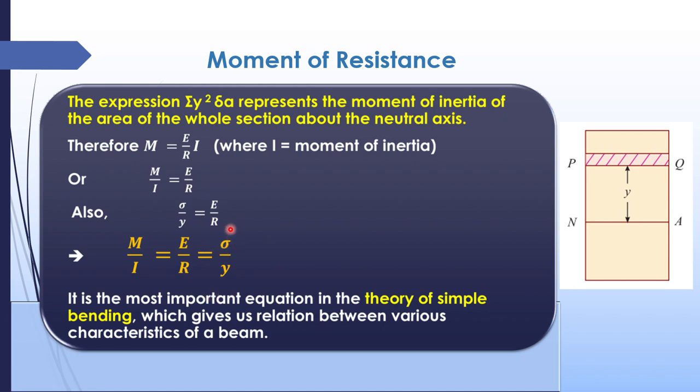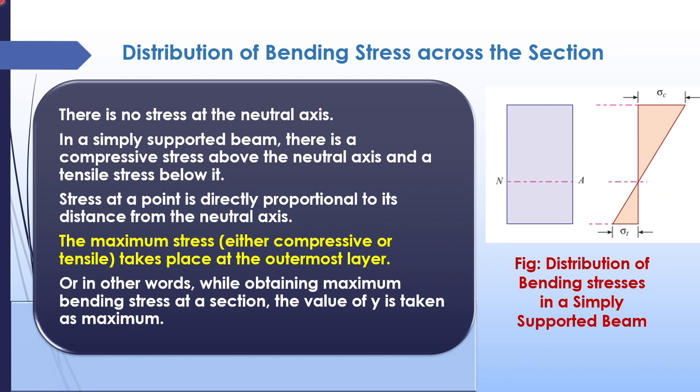In the earlier case, we derived sigma by y is equal to E by R. In this case, while finding the moment of resistance, we have derived M by I is equal to E by R. From that, we will get a three-termed equation: M by I is equal to E by R is equal to sigma by y. So this is the equation for theory of simple bending. Got it? Now we are moving on to the cross section of a beam.